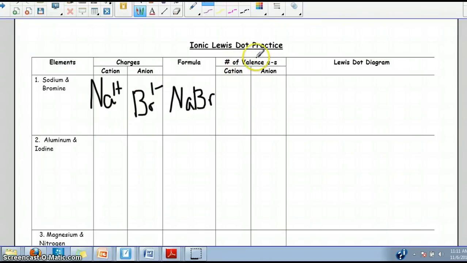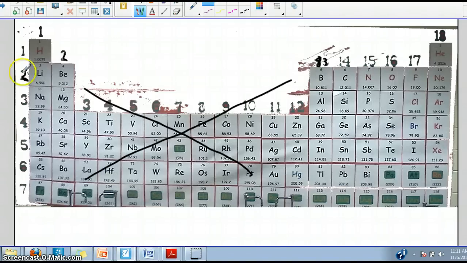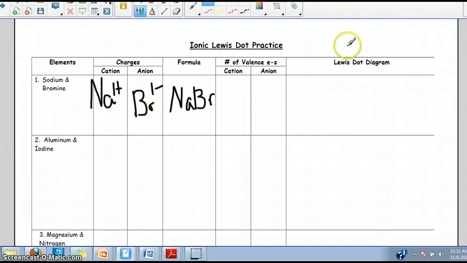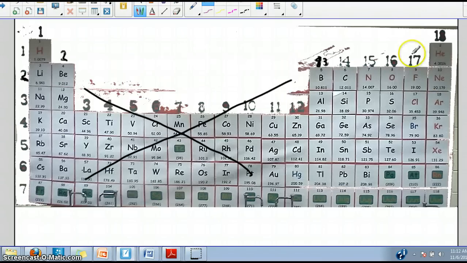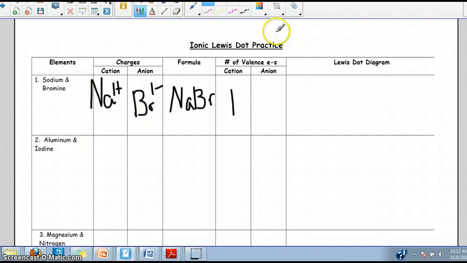All right, so number of valence electrons for the cation. Well, if you look, sodium's in the first column, so he's got 1 valence electron. And bromine, he's in column 17, but we just drop off the 1, so he has 7. Okay? All right, now we're going to draw the electrons around the symbols like little dots. Okay, so sodium has 1 valence electron, so there's that one. And then bromine has 7.